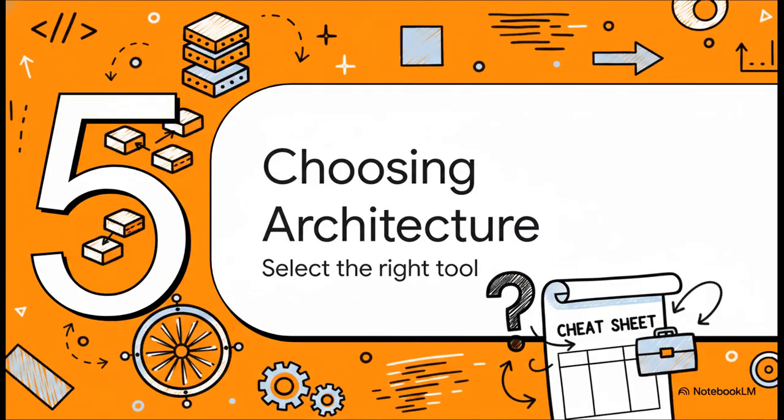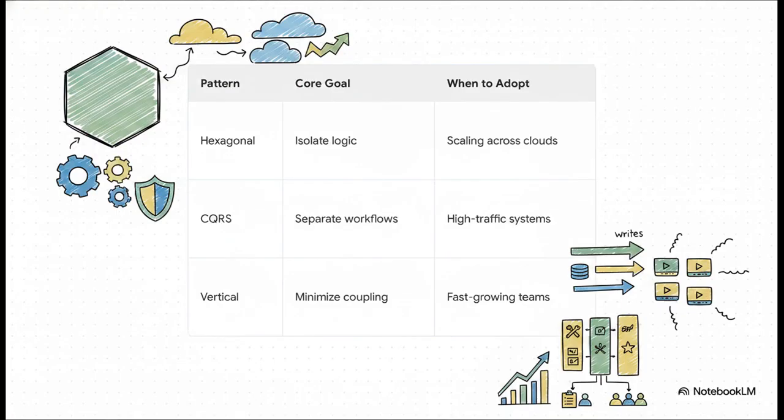Which brings us to our final section, Section 5, Choosing Your Architecture. We've just gone over 3 incredible tools, but how do you actually know which one to pull out of the box? Well, I'm going to give you the cheat sheet right now. Let's walk through this definitive matrix. Remember, these aren't competing ideas. They're specific tools for specific scaling problems.